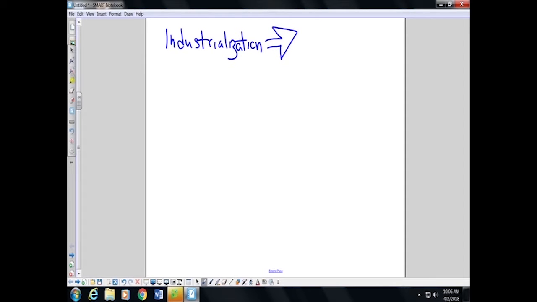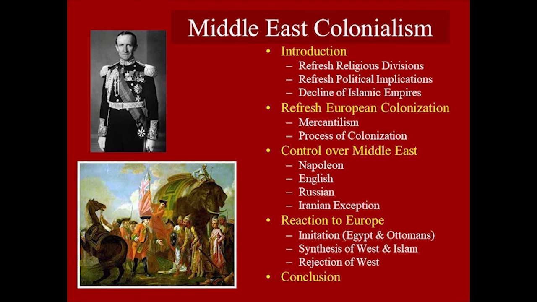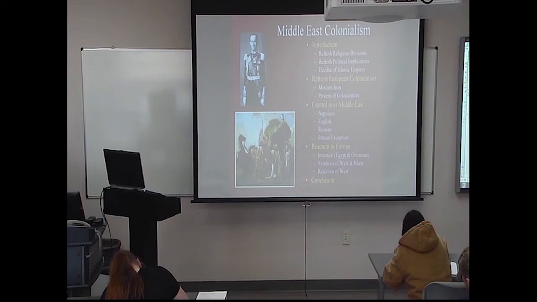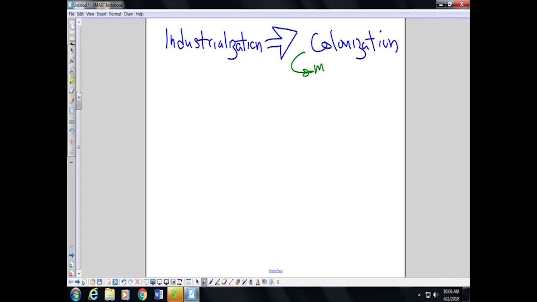How did it impact colonization? That is a really critical question, and that's what we're going to answer today. But our example of this colonization isn't going to be just colonization generally. We're going to start with the Middle East.